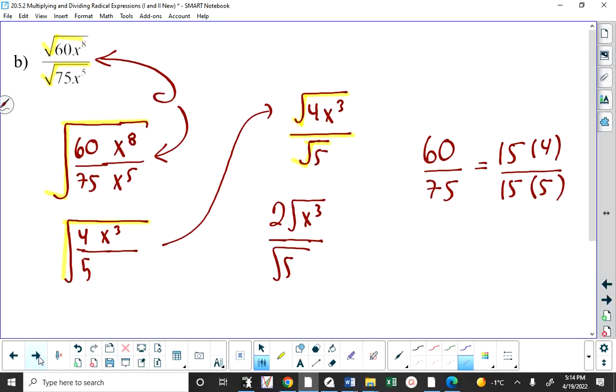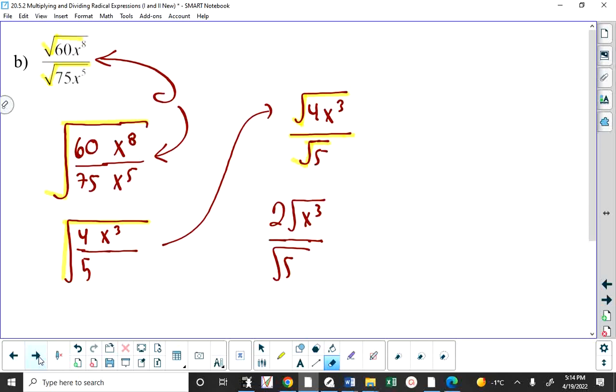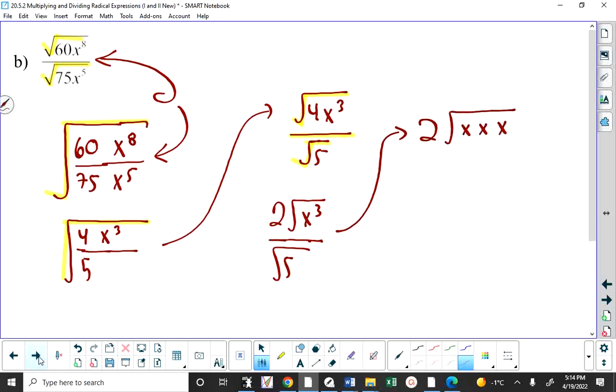There's lots of work to be done here yet. This is the interesting thing about radicals, is you'll do stuff and you'll think, oh, I'm almost there. But as soon as you do one more move, you create more work for yourself. And it's just the way it is. Before I rationalize the denominator, I'm going to write this as 2 root x times x times x over root 5. Of course, I have a pair of x's which can come out. So now I have 2x root x over root 5.